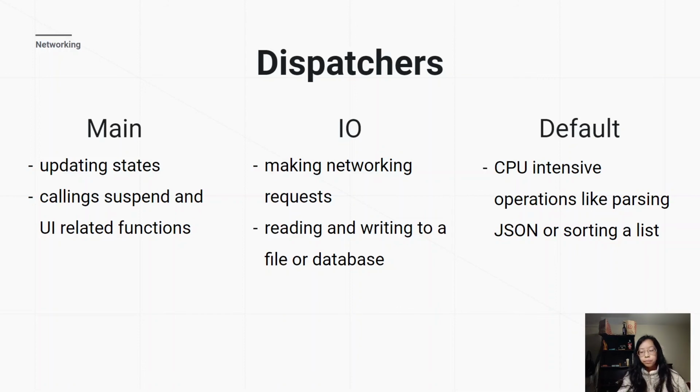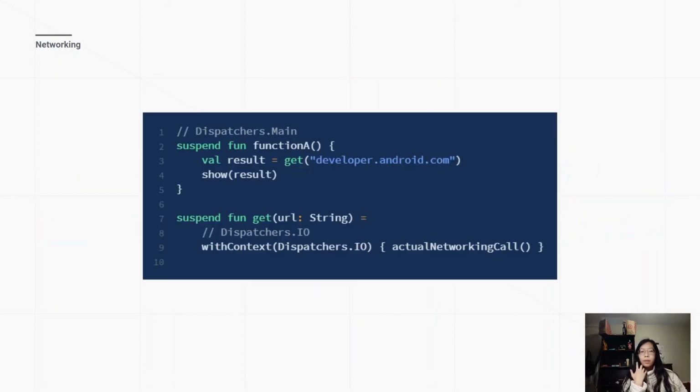And this way, it allows us to optimize our operating system and allows the code to run much faster. So here's an example of what it might look like if you want to use a dispatcher with networking. At the very top, we have a suspend function called function A. This is actually running on the main dispatcher. And you'll see that we have a function called get. This is also a suspend function, but this is where we make our actual networking request.